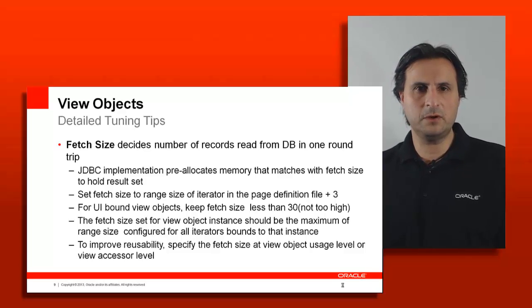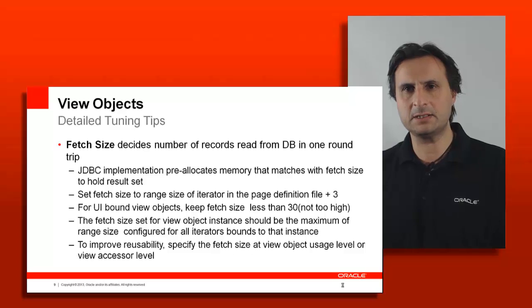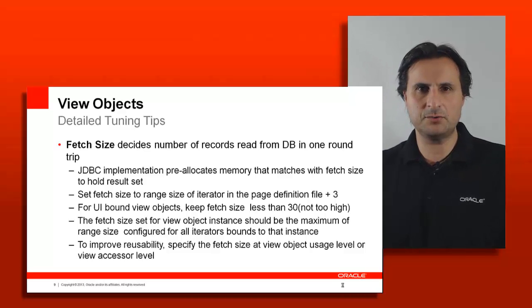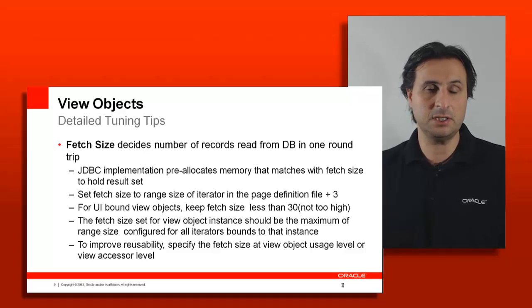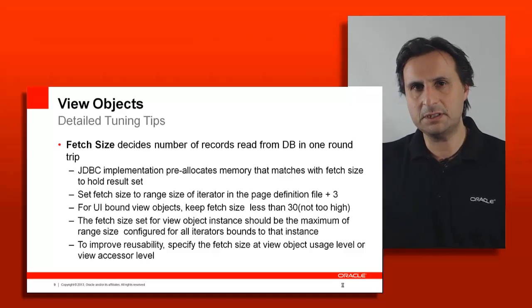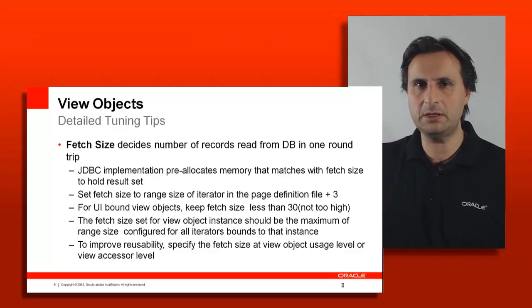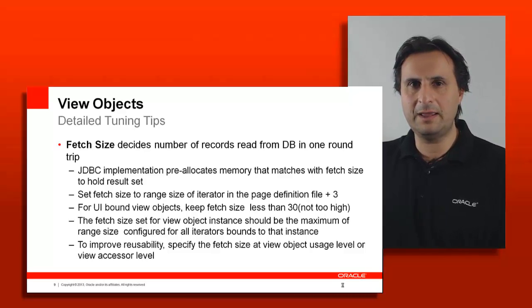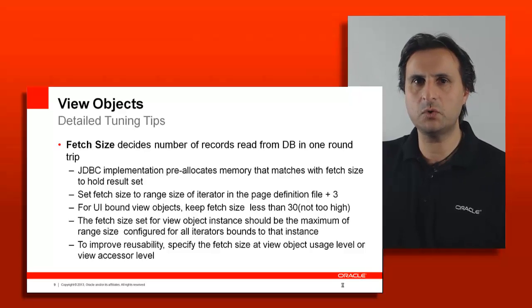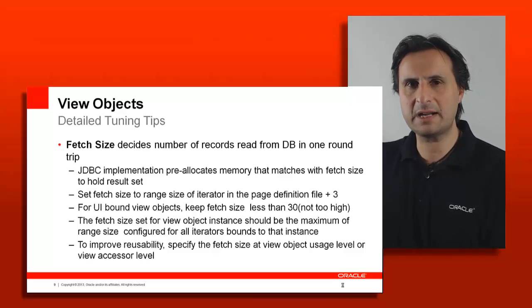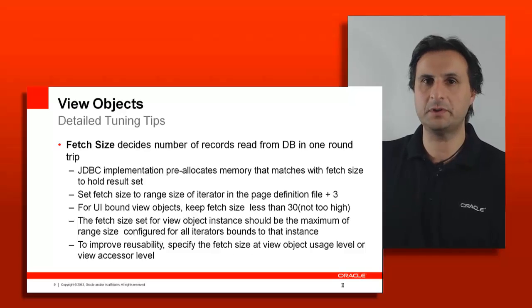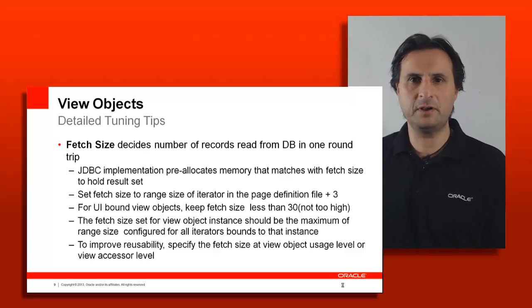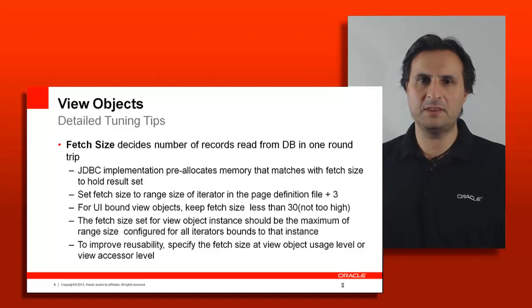So for UI bound view objects, so if you have a user interface based on a specific iterator, make sure that the fetch size is less than 30. However, if you have different views pointing to the same view object through different iterators, so maybe you have a tree, a dashboard, a pie chart or whatever, then look into the iterator maximum page ranging and use that maximum instead of the 25, which is the default and the average. So always go with the maximum. But you will figure that out when you start working with it, that this can be an option to really tweak your application performance.